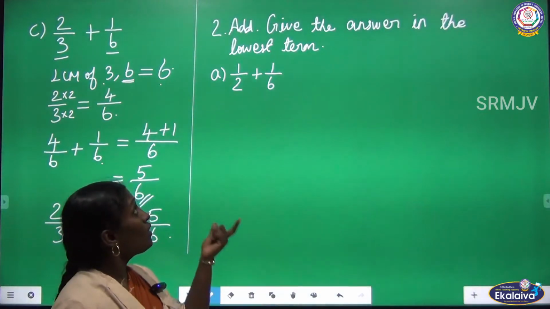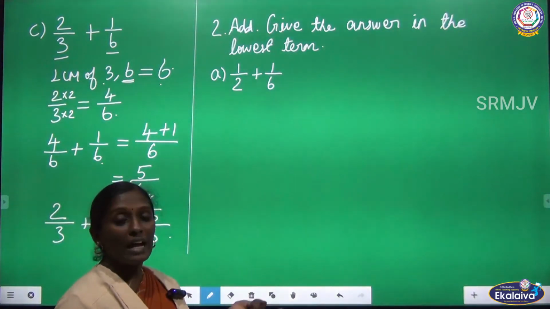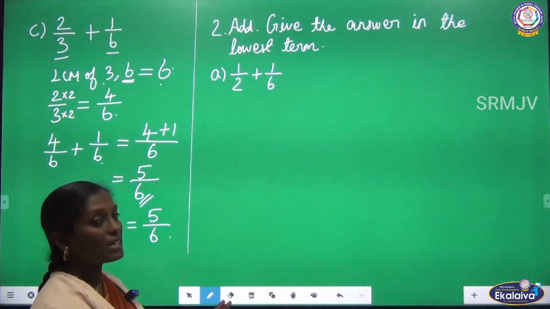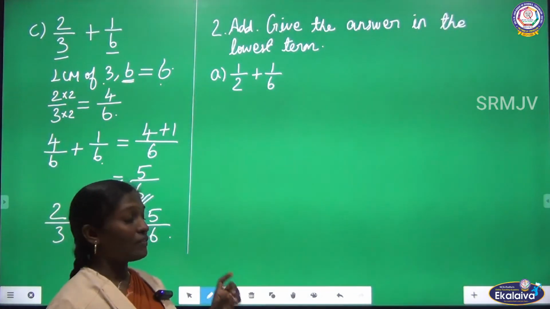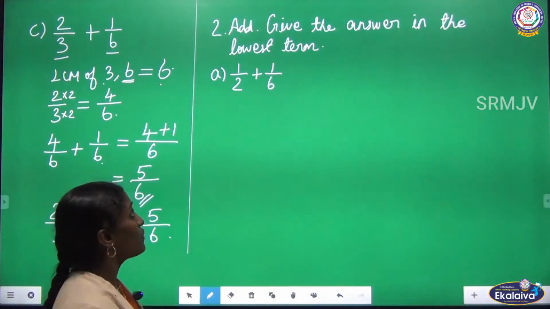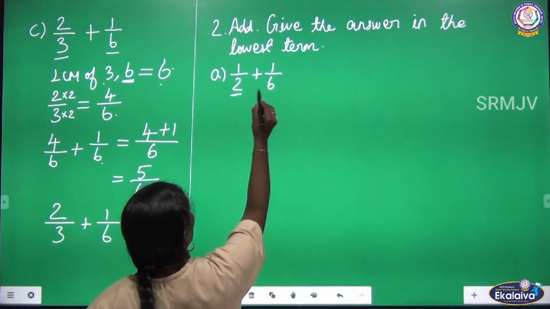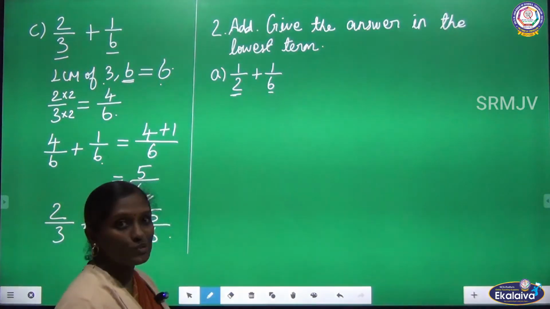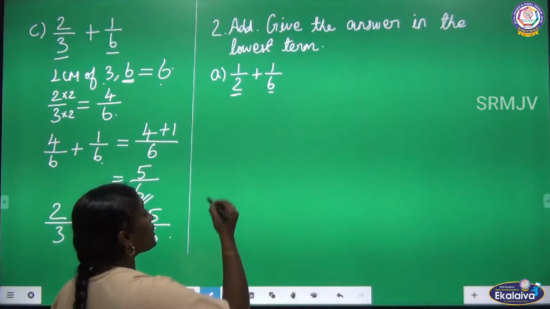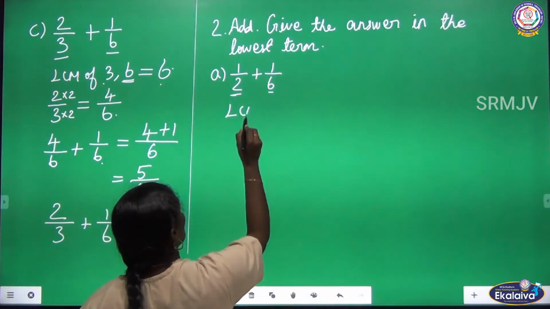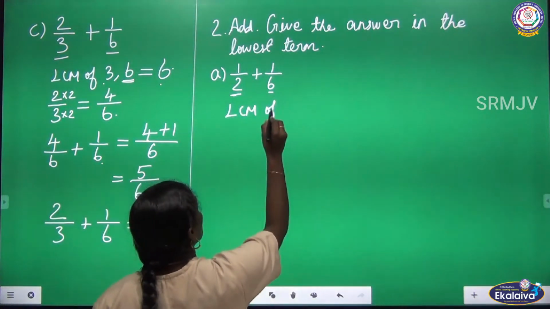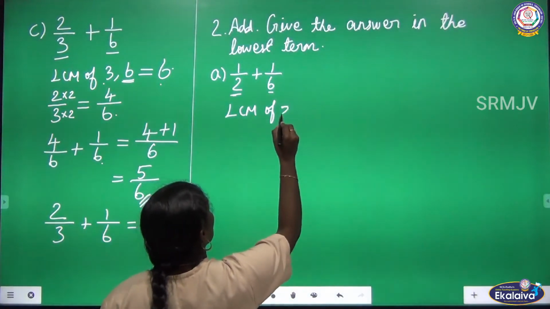We have to reduce the answer to the lowest term. The same addition, we have to reduce the answer to the lowest term. Here 1 by 2 and 1 by 6. These two fractions are unlike fractions. So we have to find the LCM of the denominator numbers to convert the given fractions to like fractions.